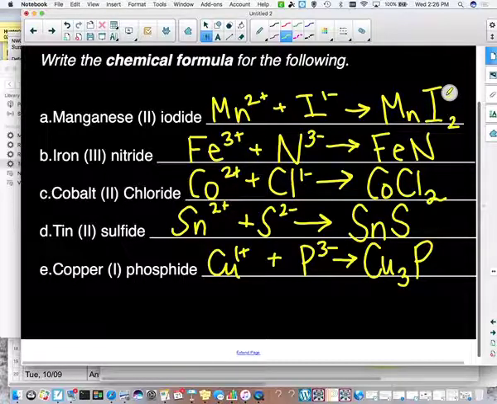Okay, so this isn't so bad. It's remembering that the elements need Roman numerals is where it gets you. Okay? Alright, let's take a look at the homework.